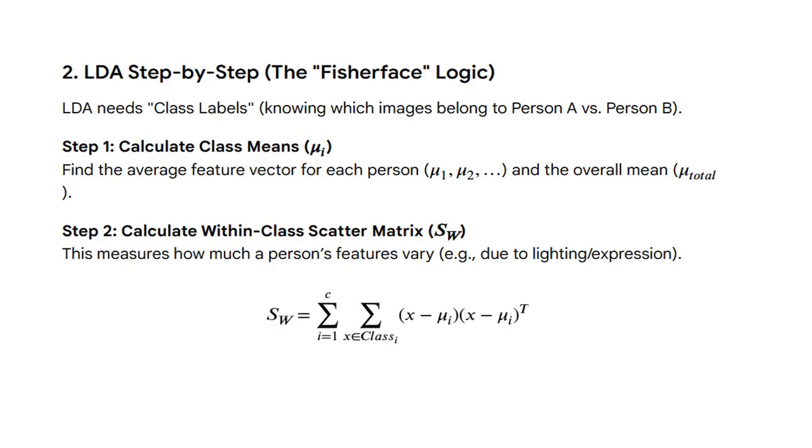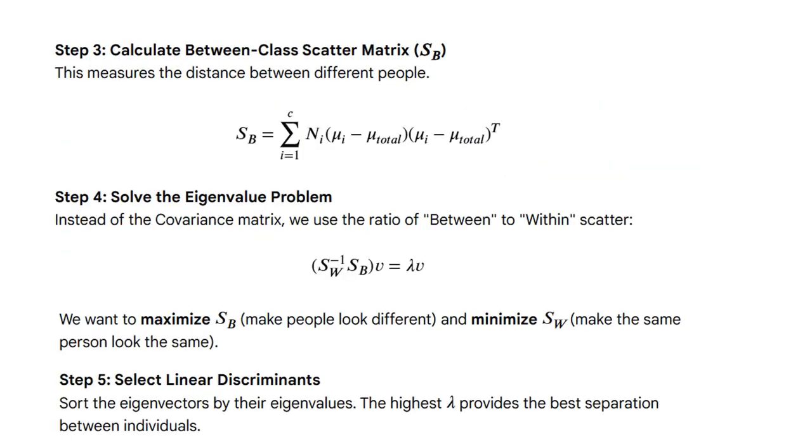The next step is to calculate the within-class scatter matrix. This measures how each person's features vary, and we can do it using this formula. The next step is to calculate the between-class scatter matrix, denoted by SB, which we calculate using this formula.